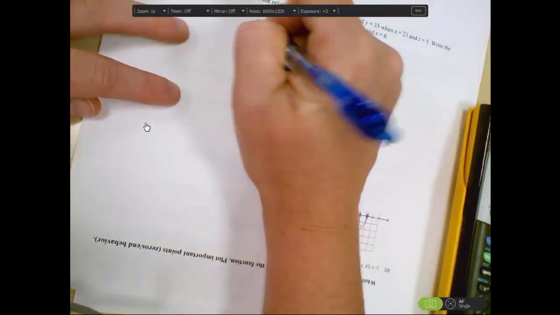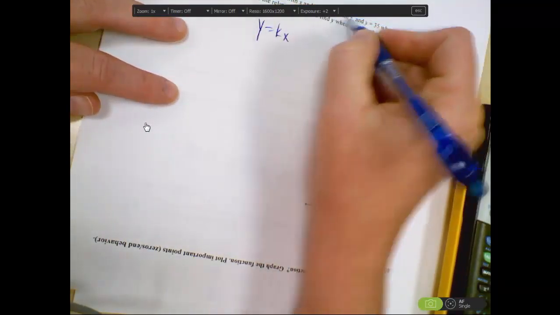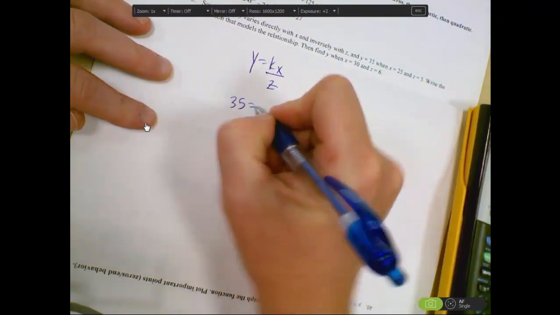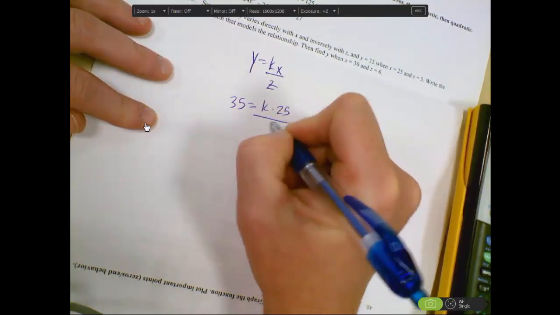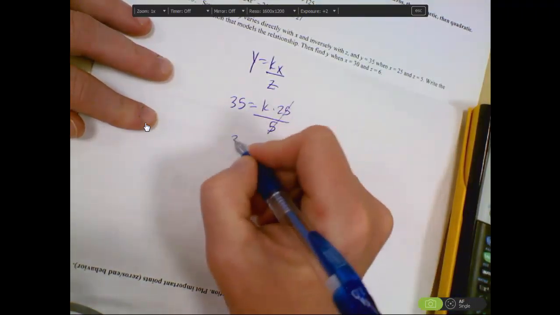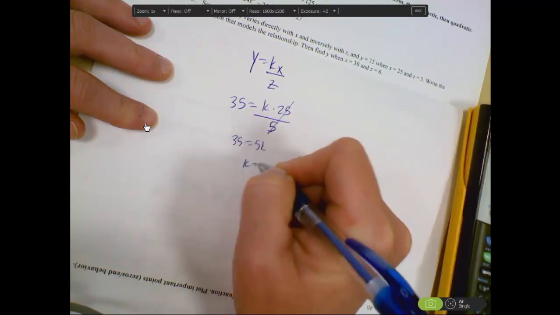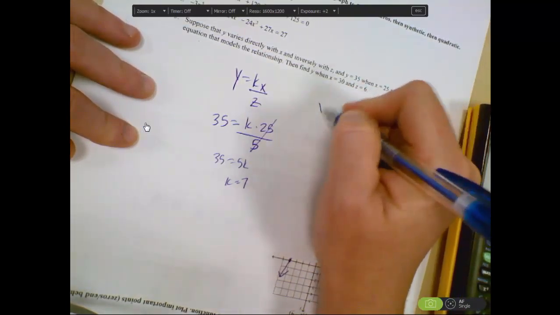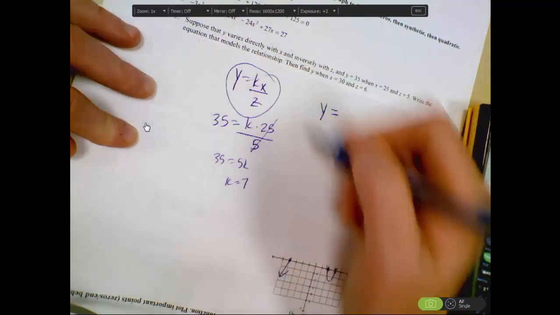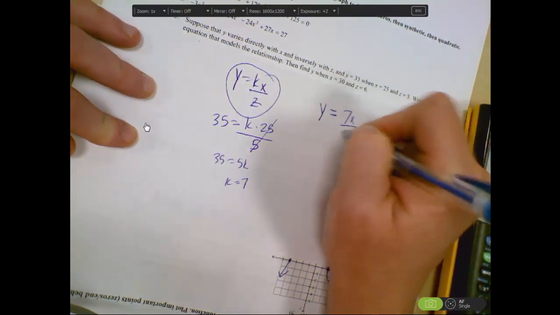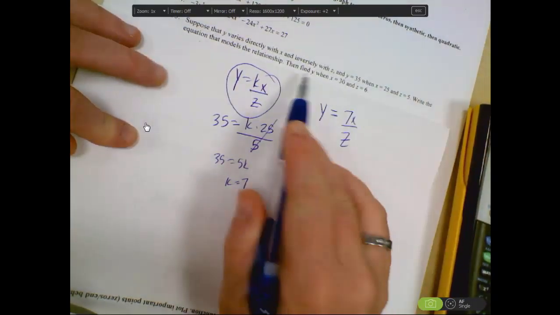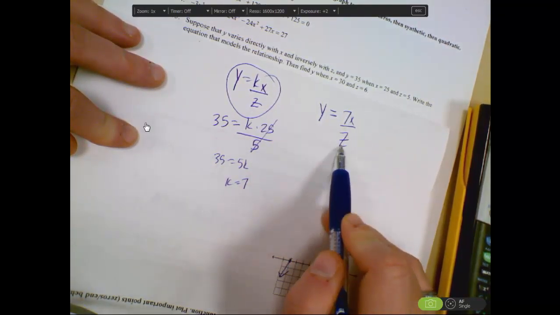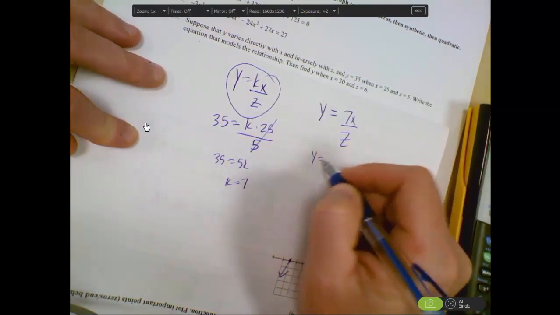y varies directly with x, y equals kx, and inversely with z. y is 35 when x is 25 and z is 5. Well, I know right now 35 equals 5k, k equals 7. Write the equation. This is where everybody lost points on tests. You have to rewrite this whole thing with k in it. That's write the equation that models the relationship. Then find y when x is 30 and z is 6. 30 divided by 6 is 5 times 7 is 35. So y equals 35.